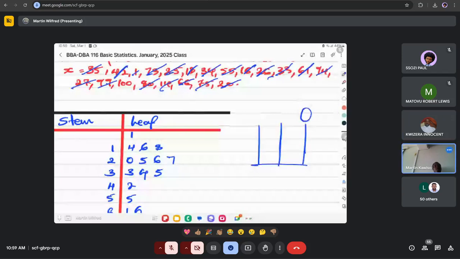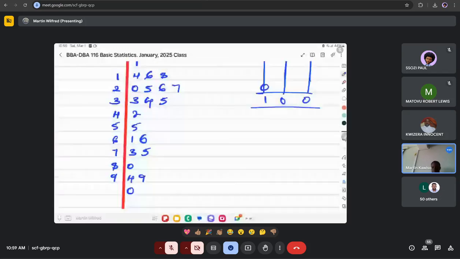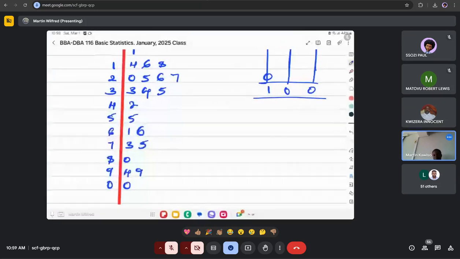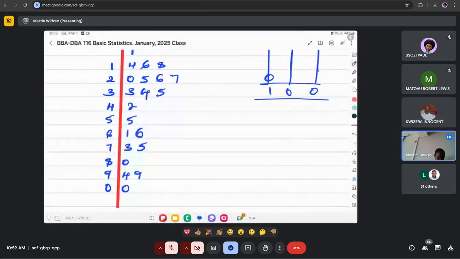Is that 100 on the abacus? So we shall have our 1, 0 under the leaf. Yes, yes. 0 under the what? And 1.